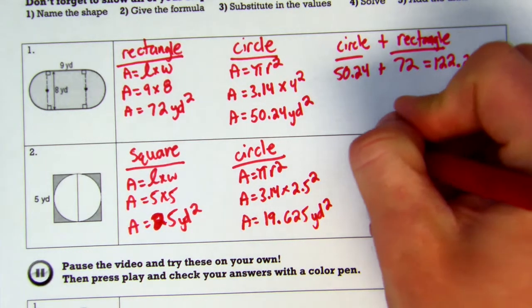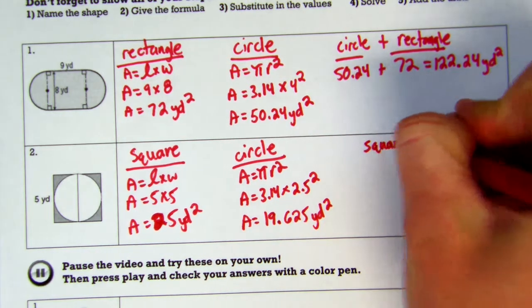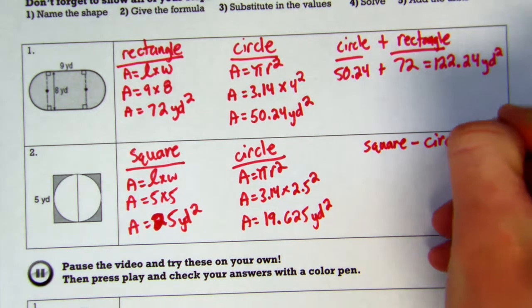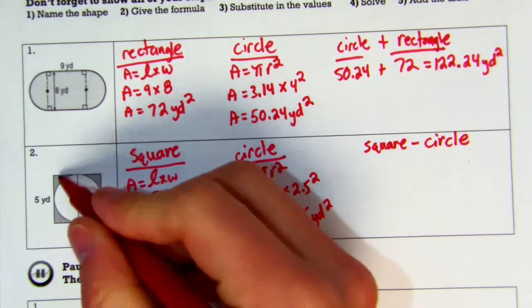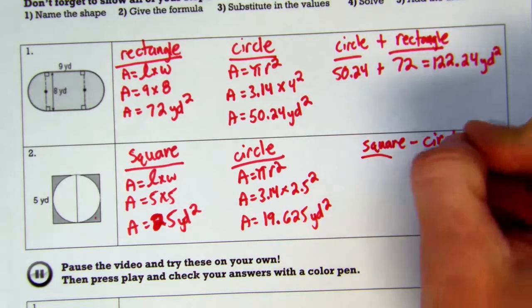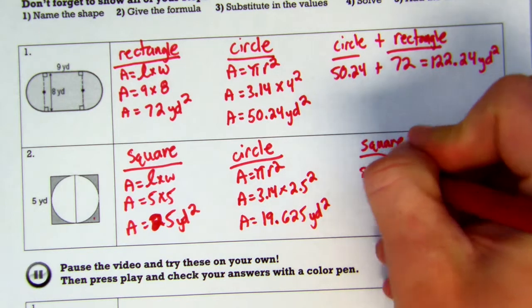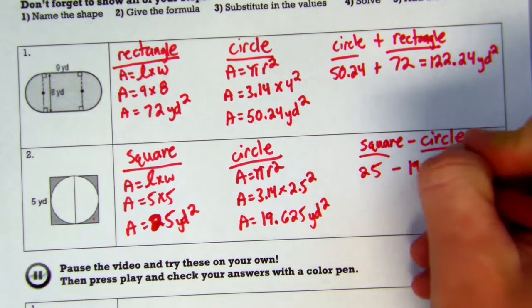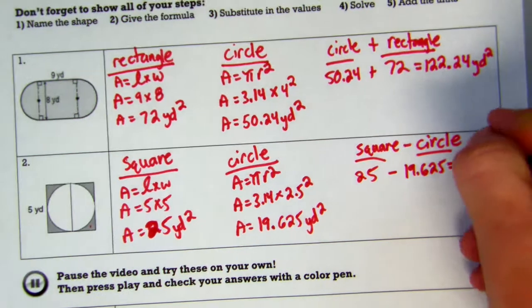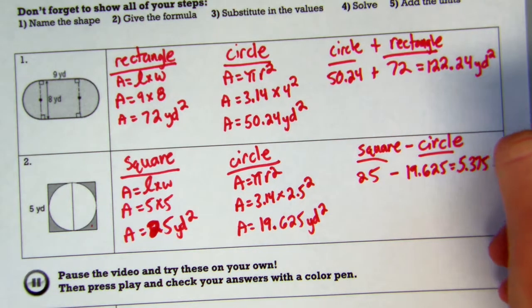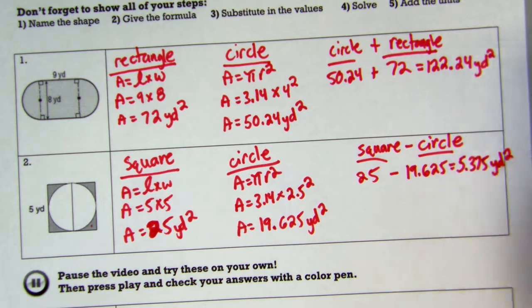Because I'm doing an inscribed figure this time, I have the shaded portion, the large portion, which is my square. And I'm going to subtract the circle from it. I'm going to subtract the part that is unshaded, and these little edges are going to be left, what is actually shaded. So my square was 25. My circle is 19.625. And I get an answer of 5.375 yards squared.